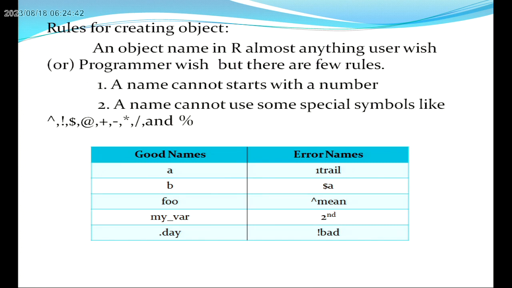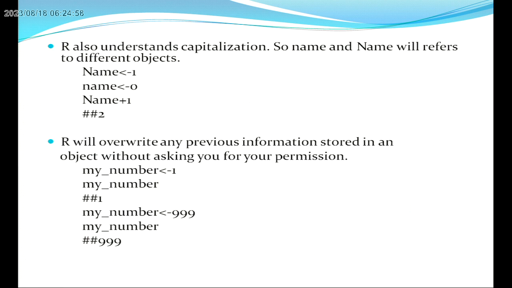I will show some good names and some bad names for objects. A, B, to, my underscore where, day are good names for objects. Another set, the cap, mean, x and that, are bad names for objects. R also understands capitalization. That's why it is a case sensitive language.